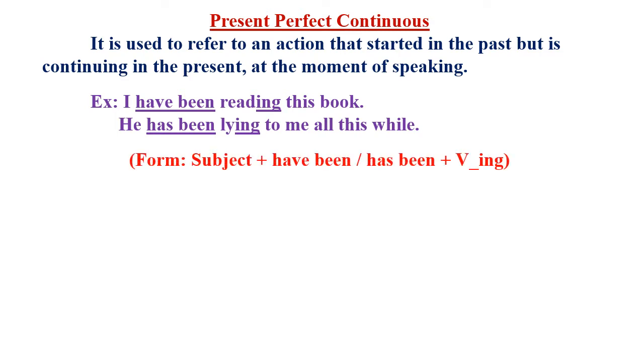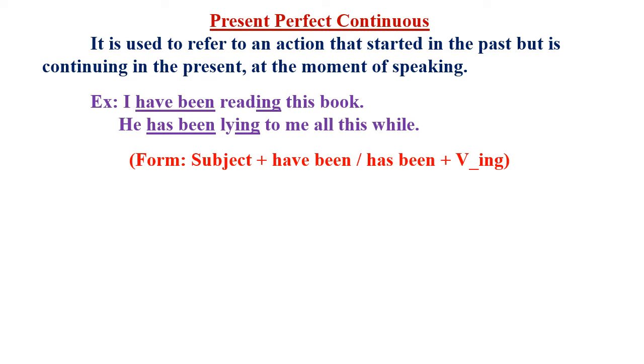To frame a sentence in the present perfect continuous tense, write the helping verb have been or has been after the subject. If the subject is third person singular, that means if the subject is he, she, it or a name, write the helping verb has been. And if the subject is anything else, use the helping verb have been. Then, write the verb in its ing form or in its continuous form. The ing form for read is reading. Ing form for lie is lying.